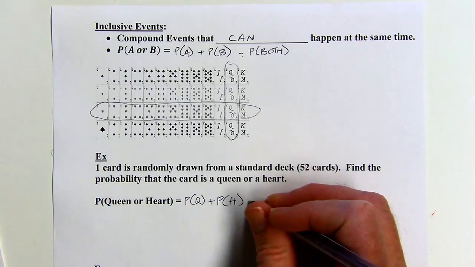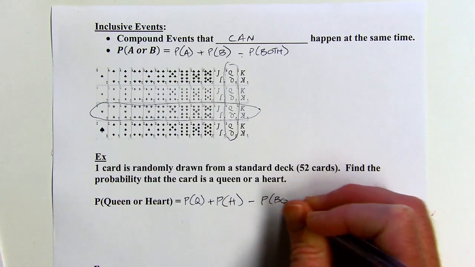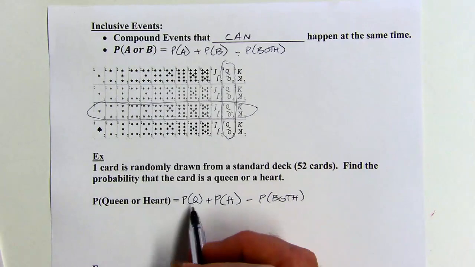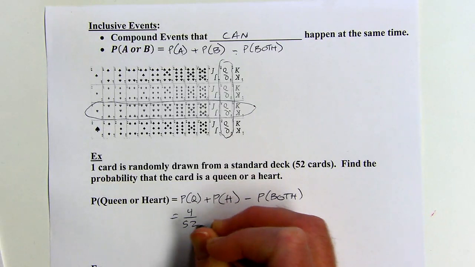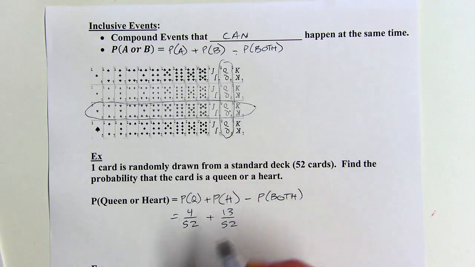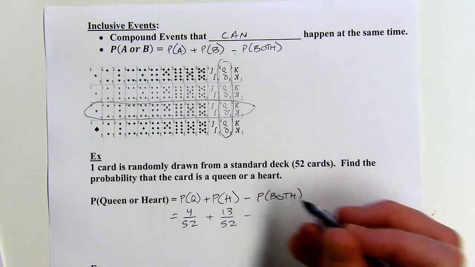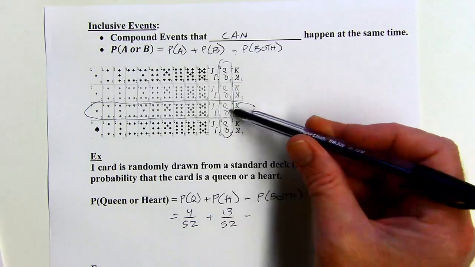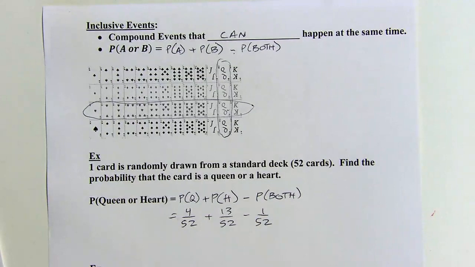Okay, so I'm going to do the same thing here. So let's think through this. The queens, there are 4 of the 52 cards, and the hearts, there are 13 of them, right? But we've double counted the queen of hearts, so we're going to account for that by subtracting out the one card that is in both of those categories, and that way we're not double counting the queen of hearts.